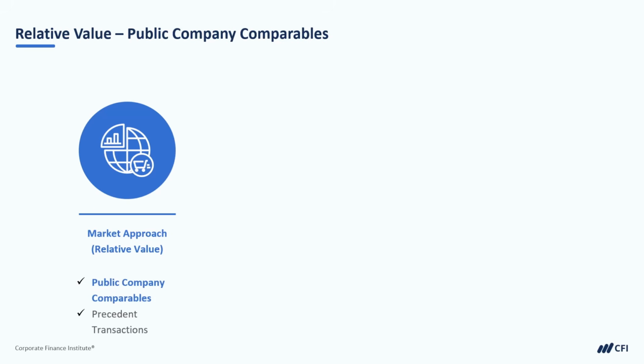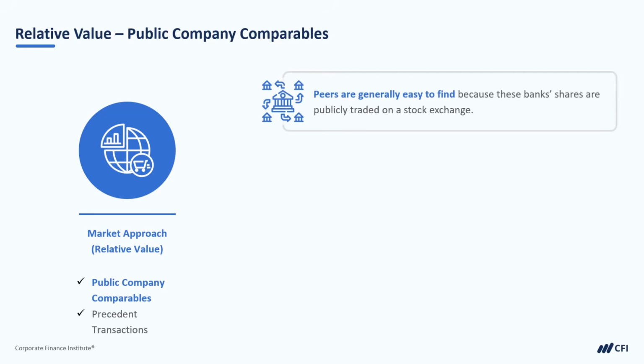They're relatively easy to find because these bank shares are publicly traded on a stock exchange, so we can see their price at any time, and then we can determine what other investors are willing to pay for the target bank stock. If their peers are similar to the bank we're trying to value, then we can use multiples to figure out what the bank we're trying to value is really worth. For example, we can use the price to earnings, the price to book, or the price to tangible book multiples.